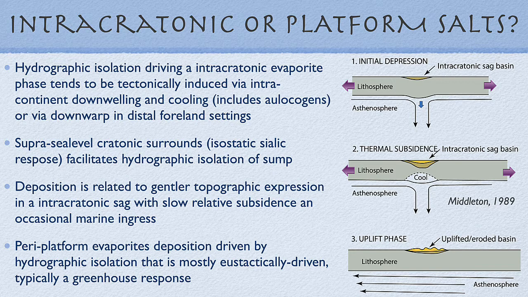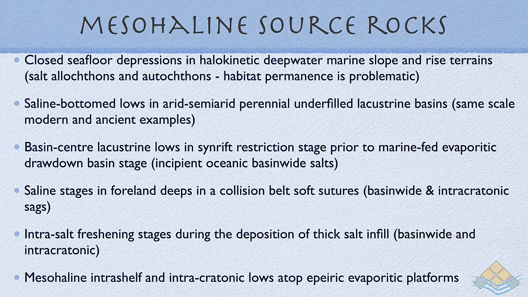there are three basic settings in which mesohaline source rocks form in the ancient, for which there are no modern-day counterparts. And they are the basin centre incipient oceanic basin; the transition into evaporites of a collision or suture belt association, and this can have implications in terms of both basin-wide and intracratonic sedimentary sags; the intrasalt freshening stages forming organic-rich intervals sandwiched within thick salt in both basin-wide and intracratonic settings; and then finally, and perhaps most importantly, the evaporitic platform association that typifies many epeiric seaway saline evaporitic source rock successions.